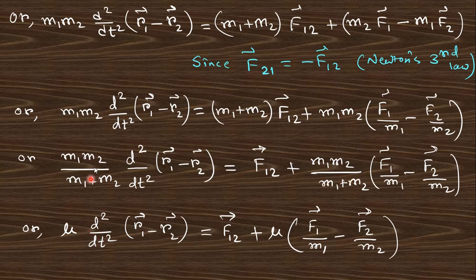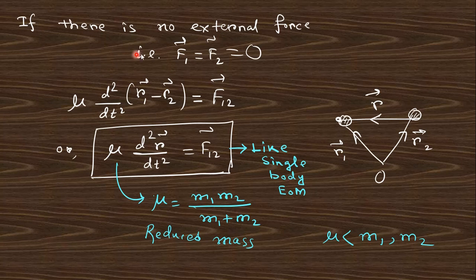So this is taken as mu. If these are the external forces and this is the internal force, and if there is no external force, then it will be equal to that, right? So there is no external force, this is equal to 0. Here mu is m1 m2 by m1 plus m2. This is known as the reduced mass. Why is this called reduced mass? Because this value is lower than both m1 and m2. That's why it's called reduced mass.